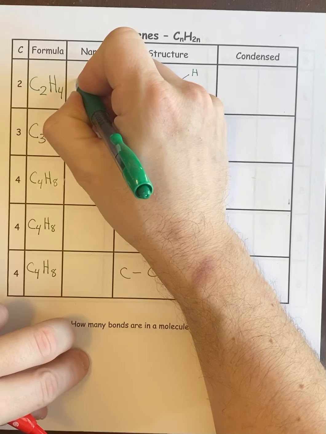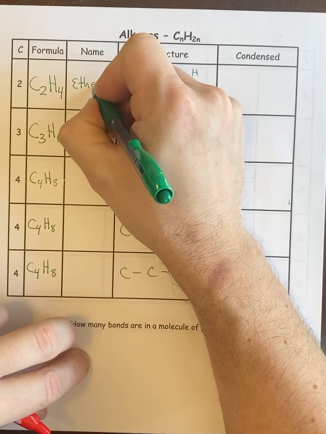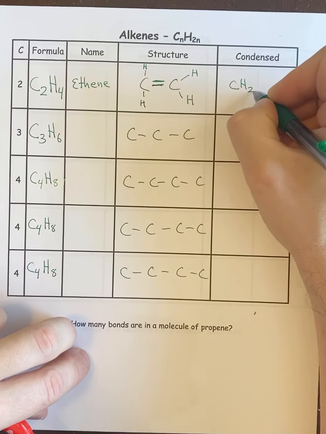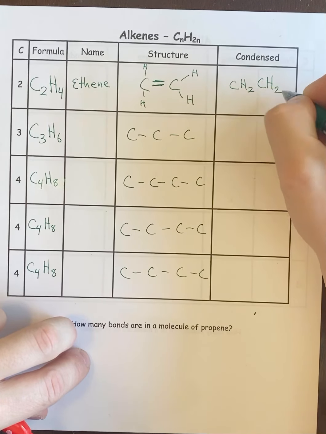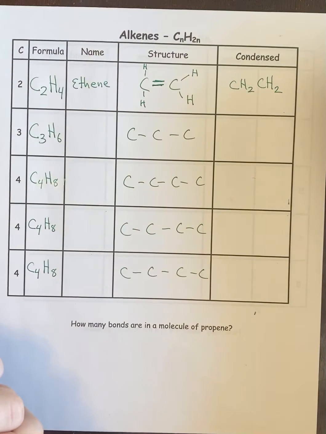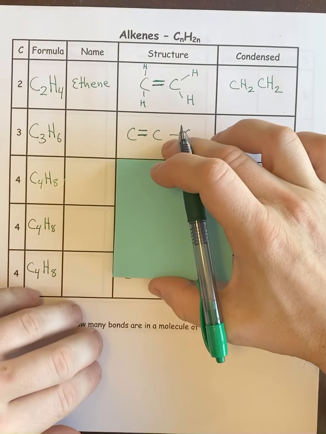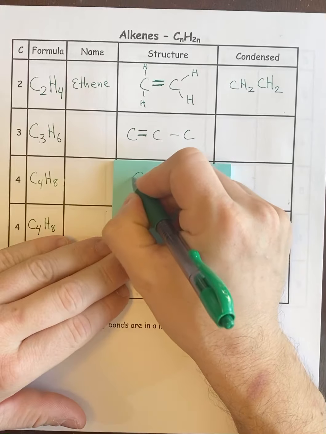The name: ethene, no number. Condensed formula, CH2CH2. Now, this one's easy. Let's go to the next one, and we'll start running into some issues. Some people will do this, and so I'm going to choose to put the double bond here. Some people may look at this and put the double bond the other way. I'll use this as an example.